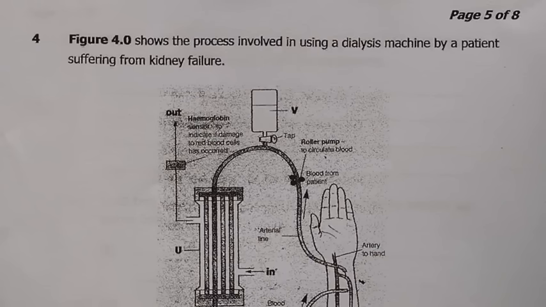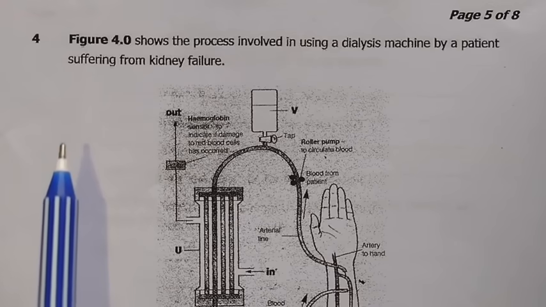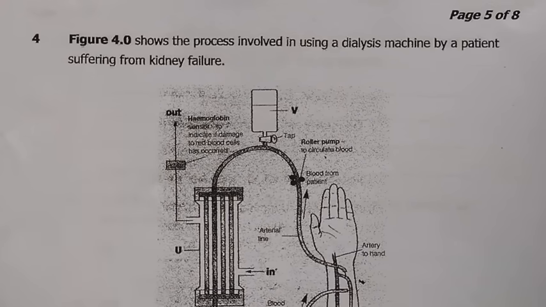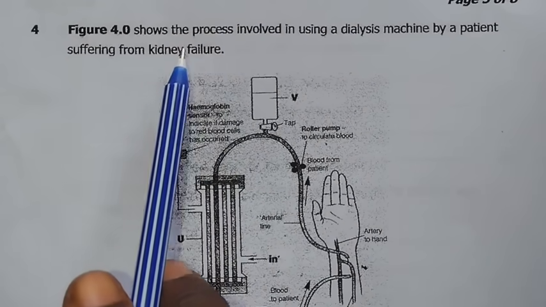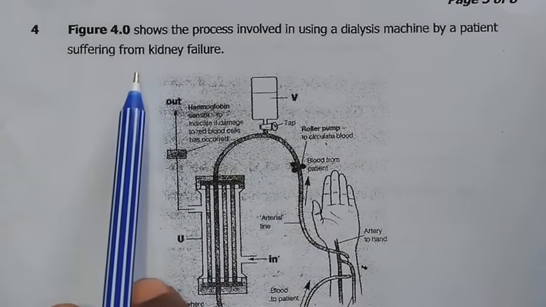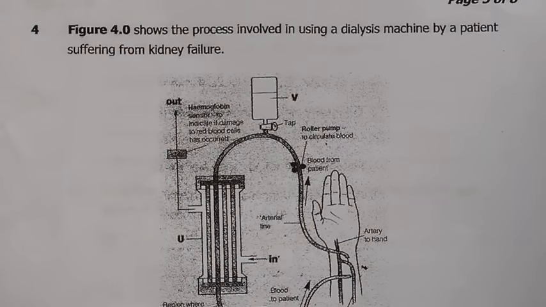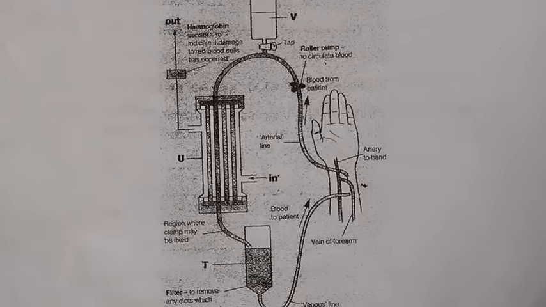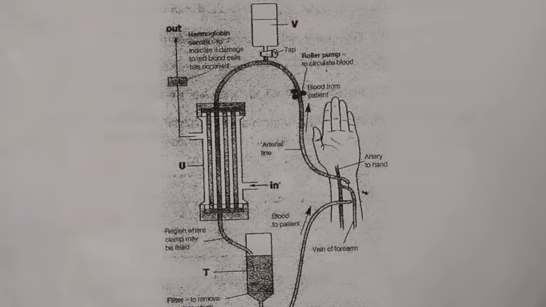This is your presenter, Mr. Mlenga. Right here with me, I've got question 4 that is coming from biology paper 2 for 2017 external. The question reads, Figure 4.0 shows the process involved in using a dialysis machine by a patient suffering from kidney failure. So this is the figure right here. This figure is showing the process that is being undertaken by a patient that is suffering from kidney failure.